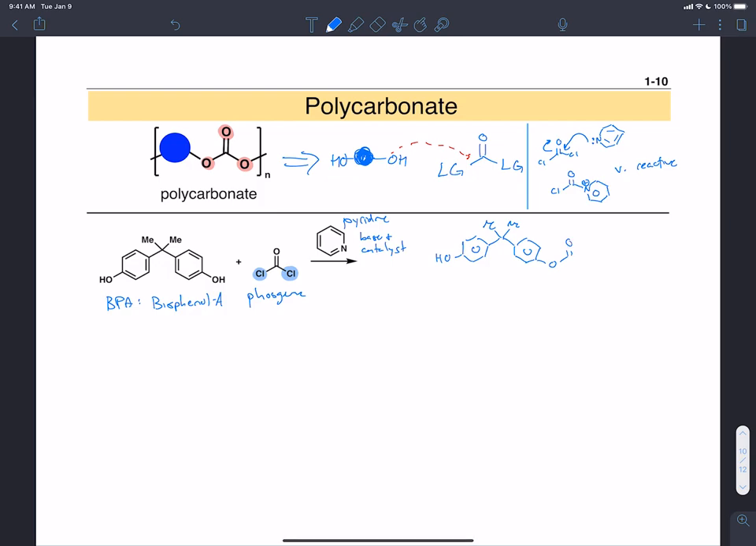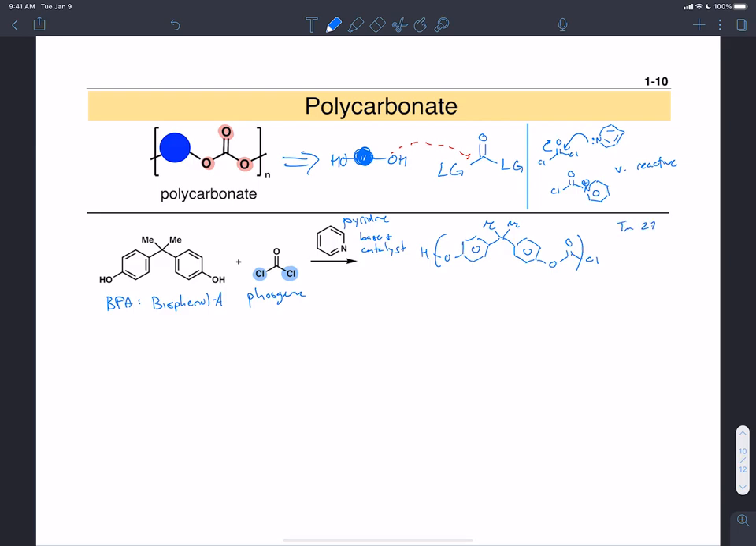We're going to keep track of all of the groups we need. So the end group would at first at least be this chloride under these reaction conditions. And as I mentioned, you've probably interacted with quite a bit of BPA plastic in your life. This is a very common polycarbonate. People like it a lot.